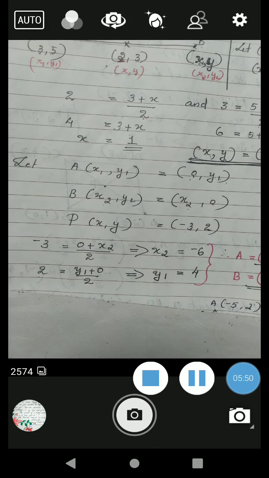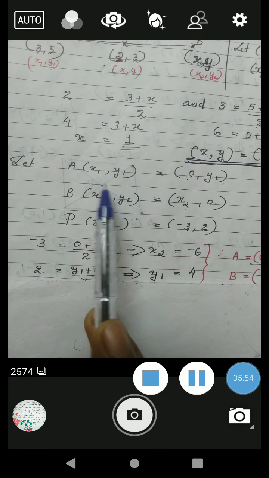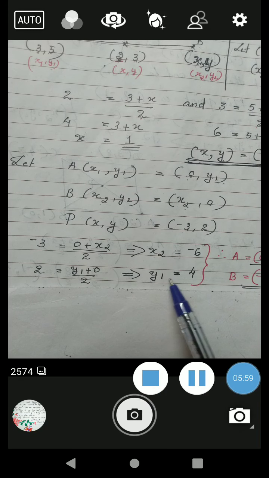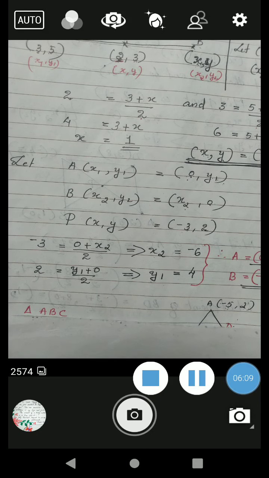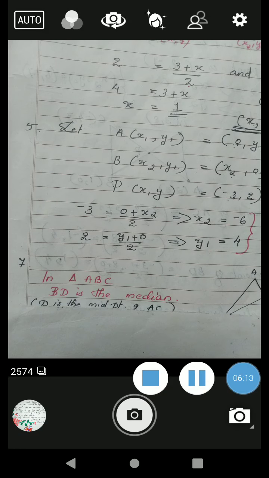Okay, so therefore point A is 0, y1, therefore 0, 4. B is x2, 0, x2 is minus 6, therefore minus 6, 0. Okay, we can see one more question, question number 7.